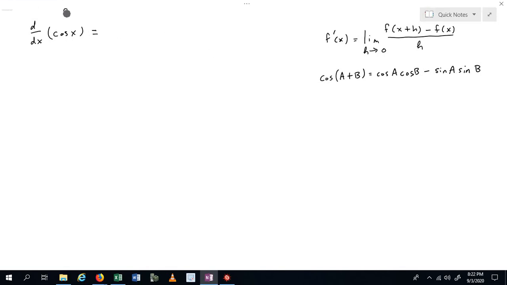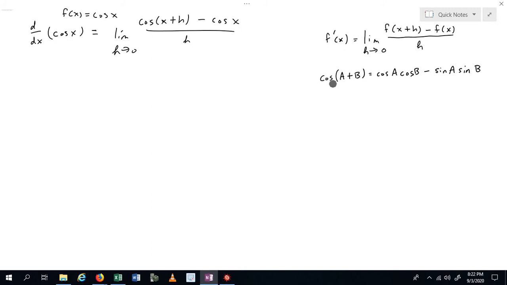Okay, again, we have to use the limit definition of the derivative. In this case, f of x is cosine of x. Using the limit definition, we need to evaluate f at x plus h, and when we do that, we just get cosine of x plus h, minus cosine of x, all over h.